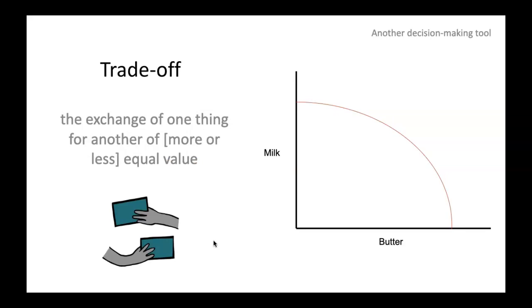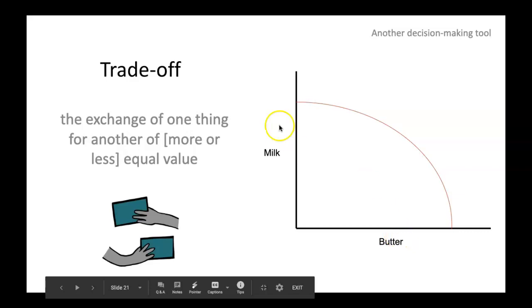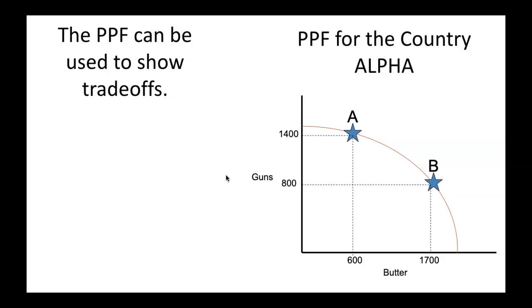Trade-off is the exchange of one thing for another of more or less equal value. Okay, so here we have milk, butter, more or less equal value, and we look at the trade-off between them, but that'll make more sense in a second.